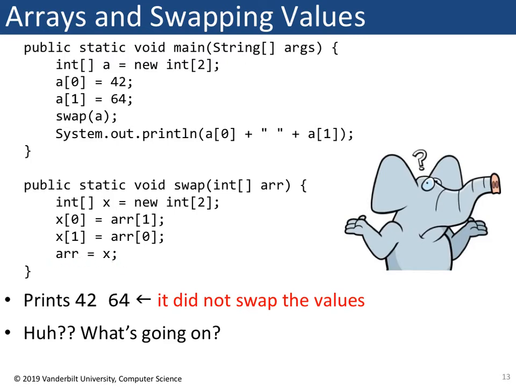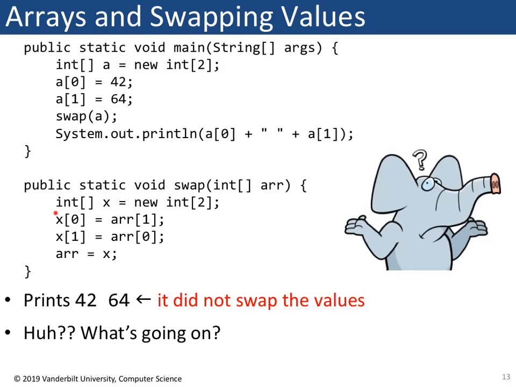Remember, we copied the address of the array called A into this array called ARR. So the address stored in ARR and the address stored in A were the same address. They were looking at the same object. And then we created a new array object called X. We manipulated the values of X. Then in this last statement, we assigned ARR the address stored in X.